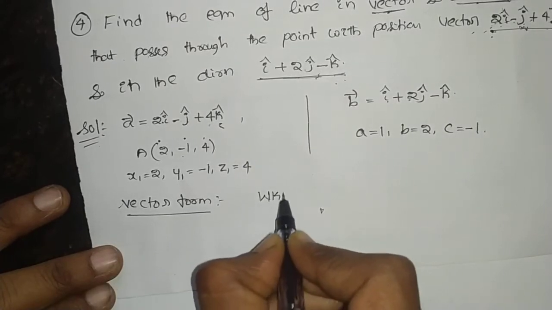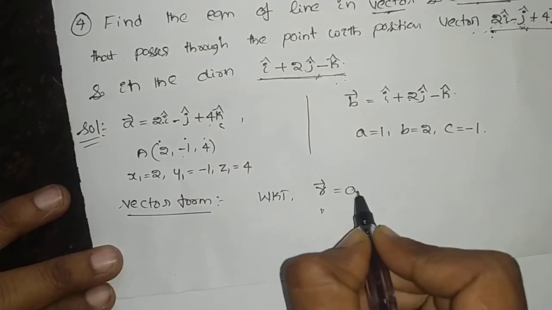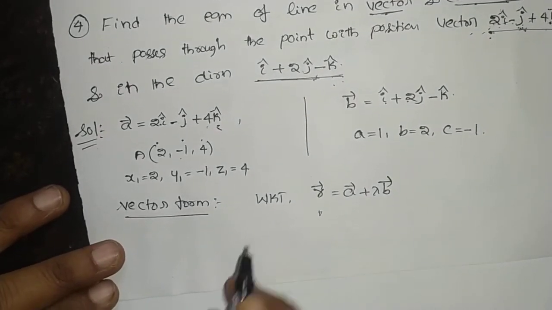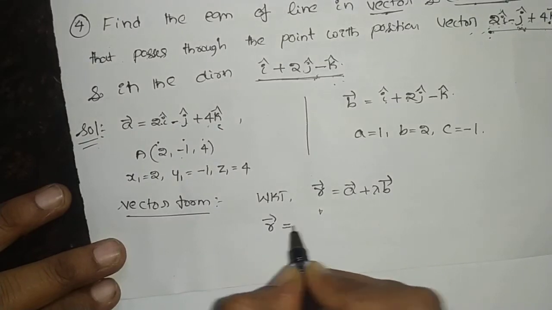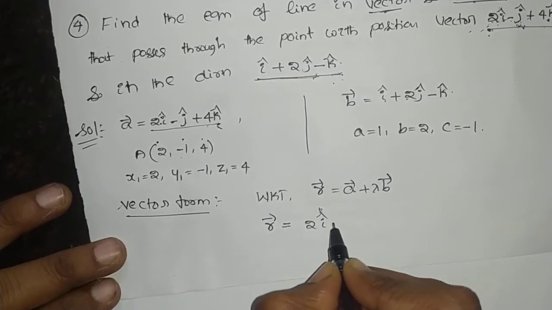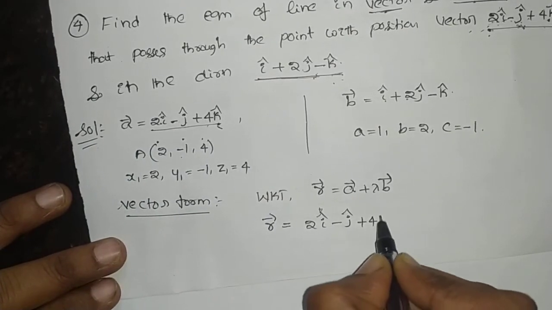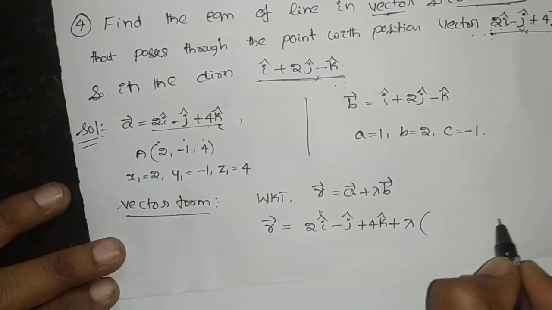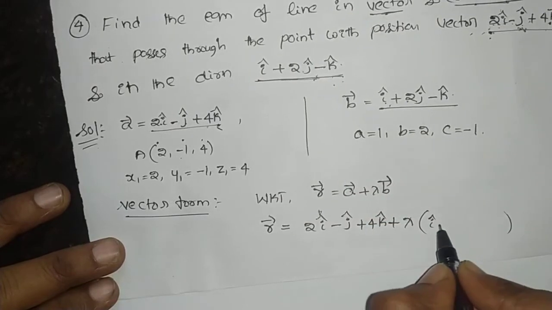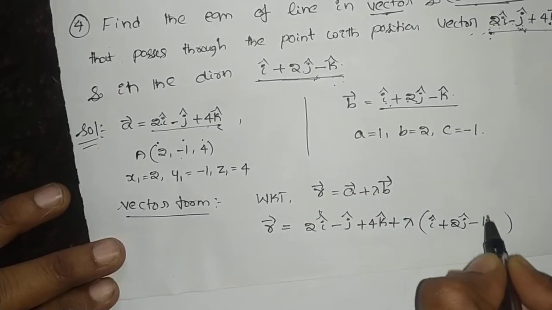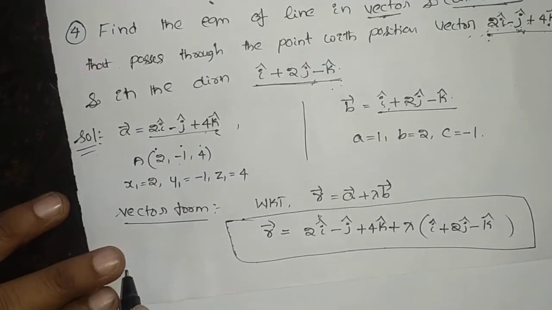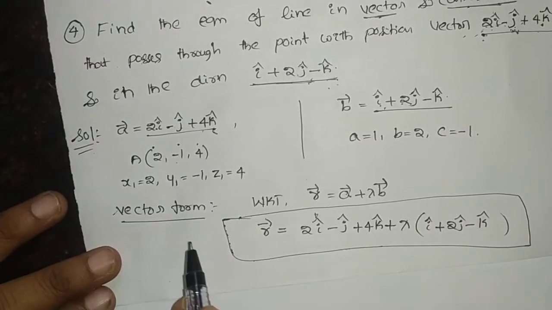Now find the vector form. We know that r vector equals a vector plus lambda b vector. Directly we have the a vector. You just write down 2i cap minus j cap plus 4k cap plus lambda into b vector. We have the b vector, that is i cap plus 2j minus k, which is the required vector form equation. Understood?